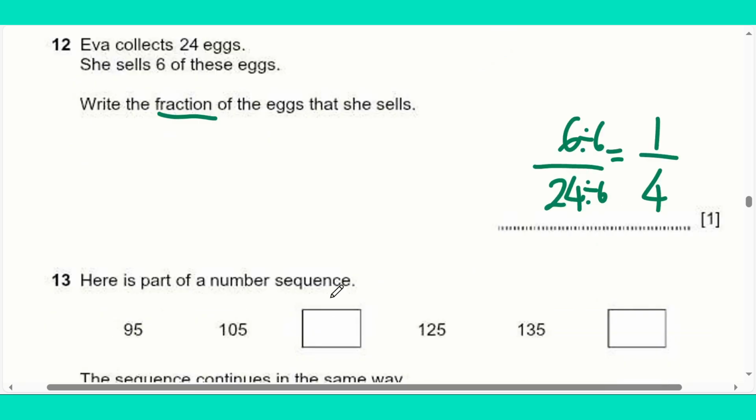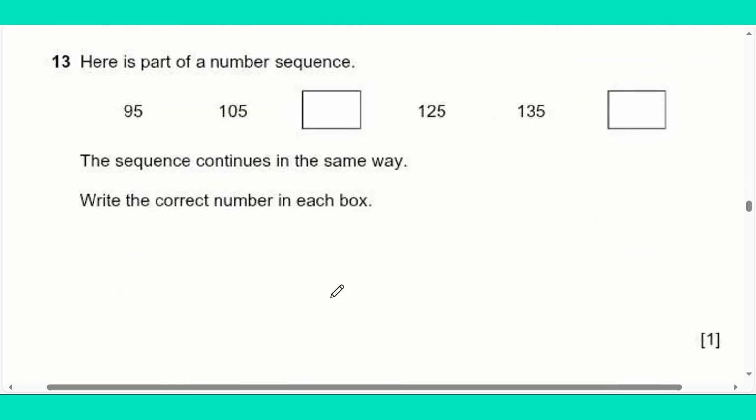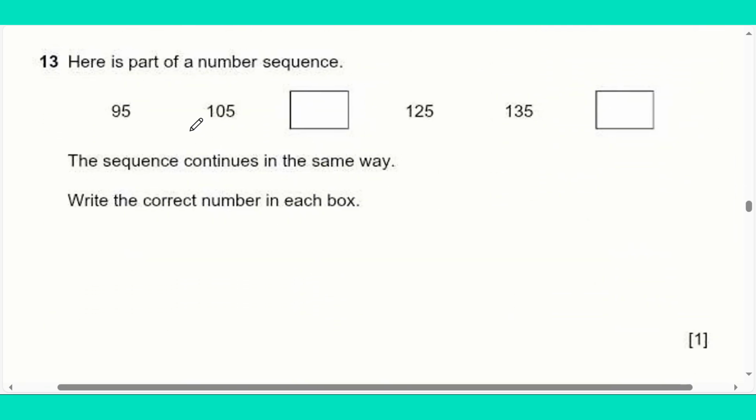Okay, next let's move on to number 13. Here is a part of a number sequence: 95, 105, a blank, 125, 135, and a blank. The sequence continues in the same way. Write the correct number in each box. Can you please write it down?